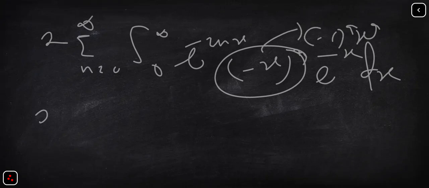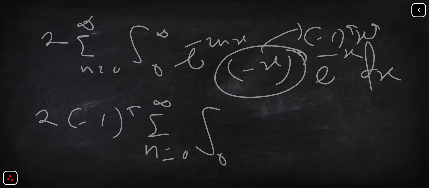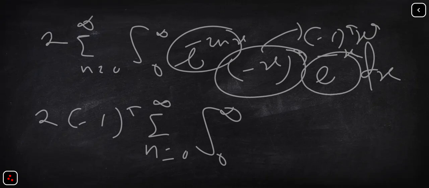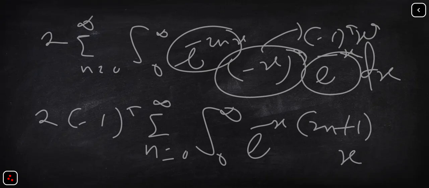So this will be 2 multiplied by minus 1 raised to the power of a, the sum of n from 0 to infinity of the integral from 0 to infinity. Then these and these, if you apply the law of indices, that will be e raised to the power of minus x into bracket 2n plus 1, multiplied by x raised to the power of a dx.